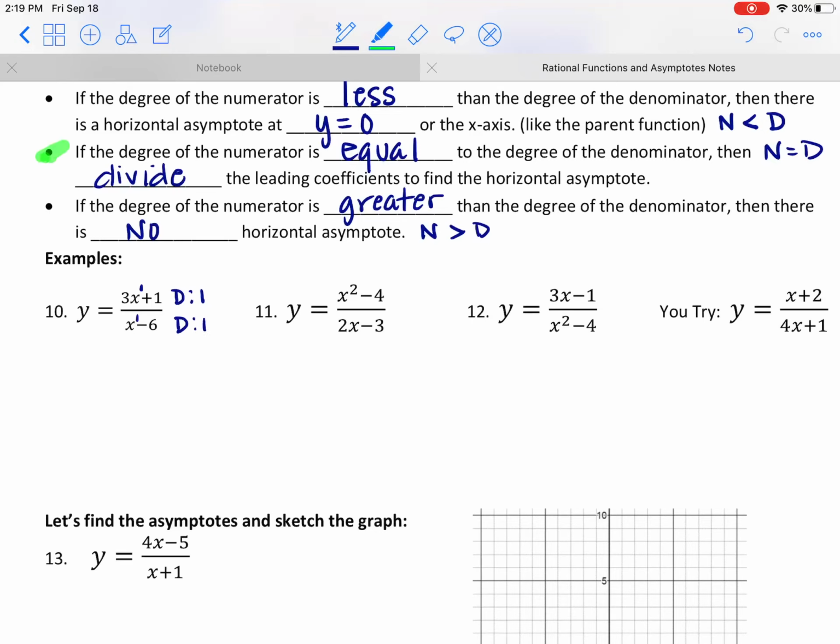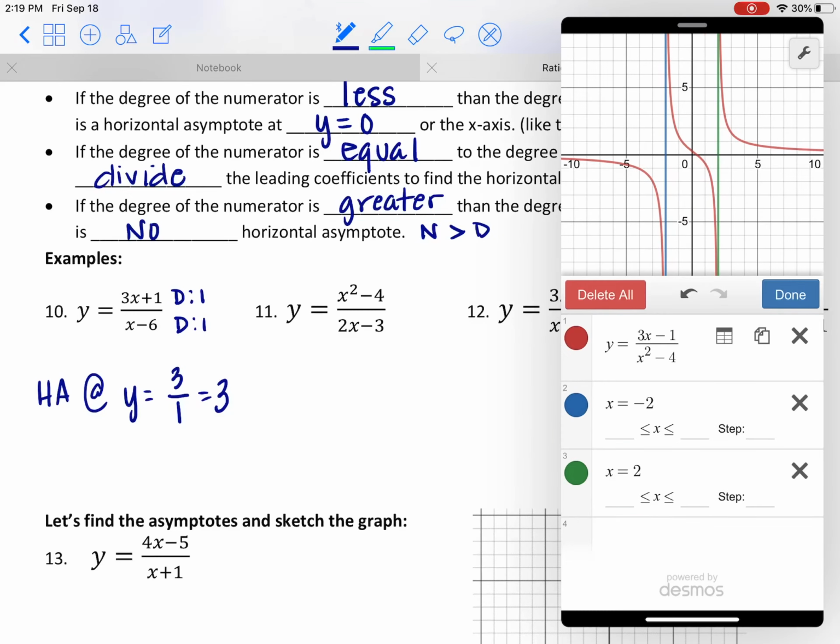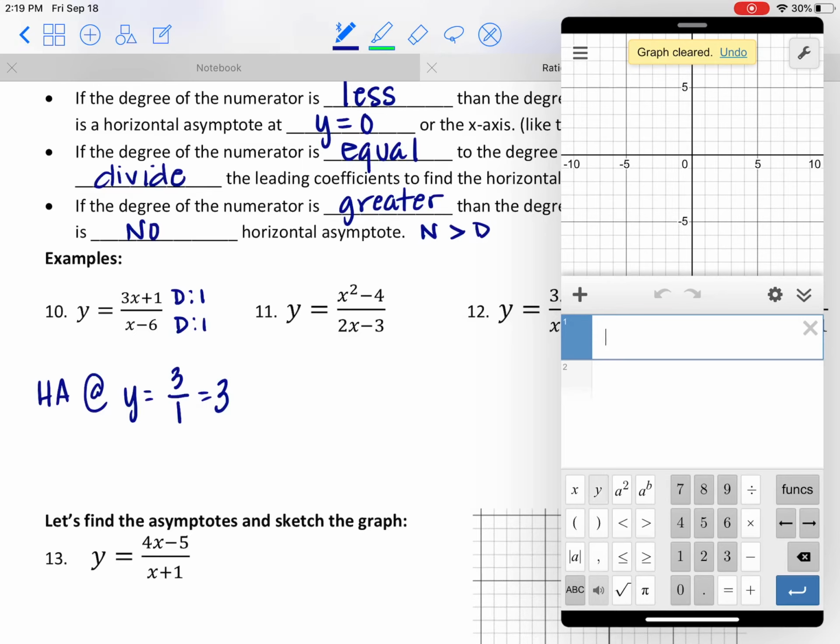When the degrees are equal, it says here to divide the leading coefficients. The leading coefficients are the first coefficients. So the coefficients I'm dividing here would be the 3 and the 1. So I'm going to have a horizontal asymptote at y equals 3 divided by 1, which is just 3. Okay? It's a little crazy, I know, but there it is. And if you weren't sure, again, you could confirm this. Let me just show you.